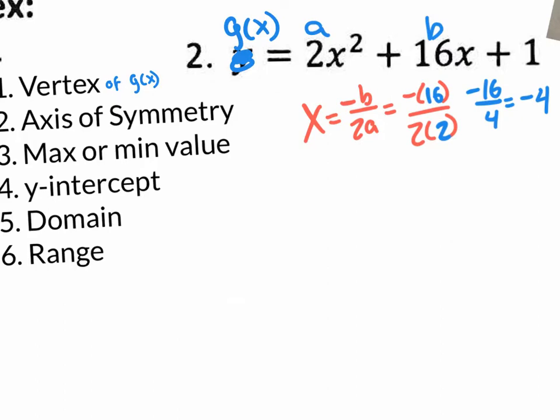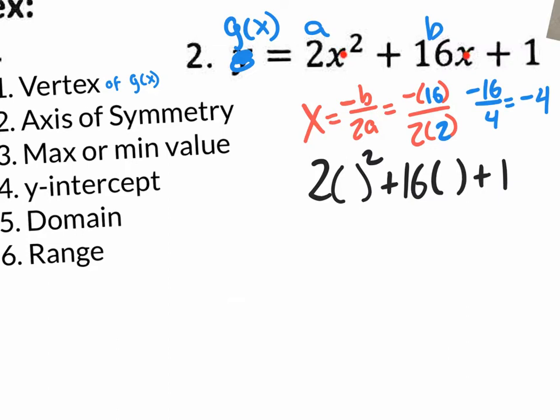Plug it in. So we really have this exact quadratic trinomial rewritten, but with parentheses instead of the x's. So 2x squared plus 16x plus 1. And we put parentheses in place of the x's because we already know what x is. X is negative 4. So we're going to put that negative 4 right inside those parentheses. So negative 4 right there and negative 4 right there.